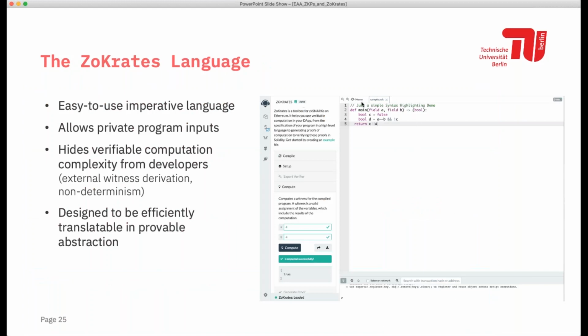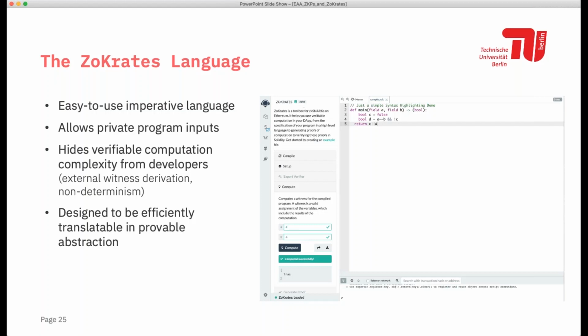The ZoKrates language, you can see a little example here on the right side, is a relatively easy to use imperative language, and you can define inputs to programs as private, and then they never leave your off-chain computation node, and it's designed to hide away the complexity that is usually involved with specifying ZK-SNARK computations. It's not only about defining these rank 1 constraint systems or arithmetic circuits, but making them efficient is a whole other deal that uses external witness derivation and non-determinism. Long story short, this tool abstracts that away. You don't need to take care of it really.